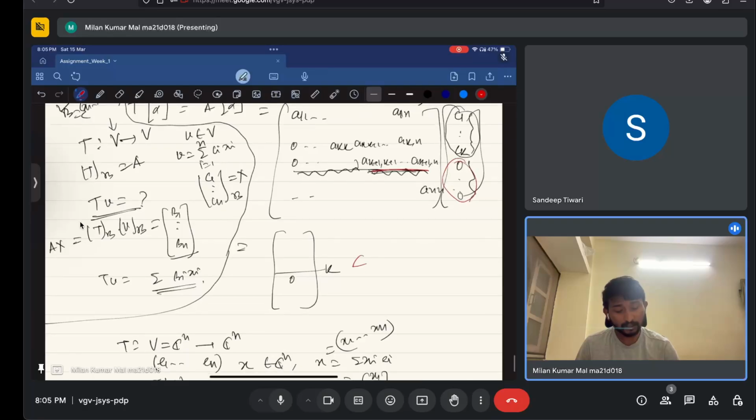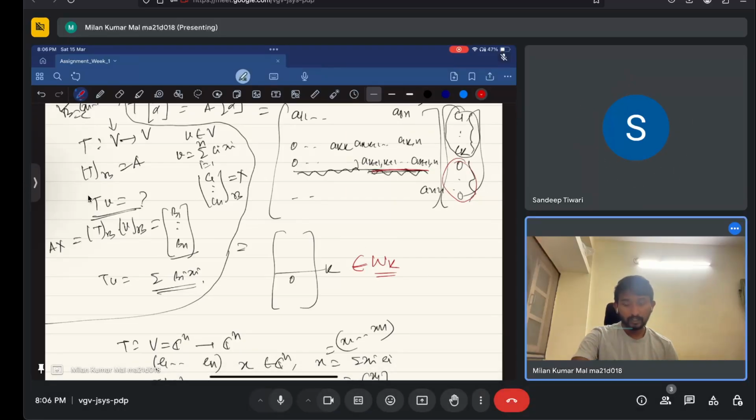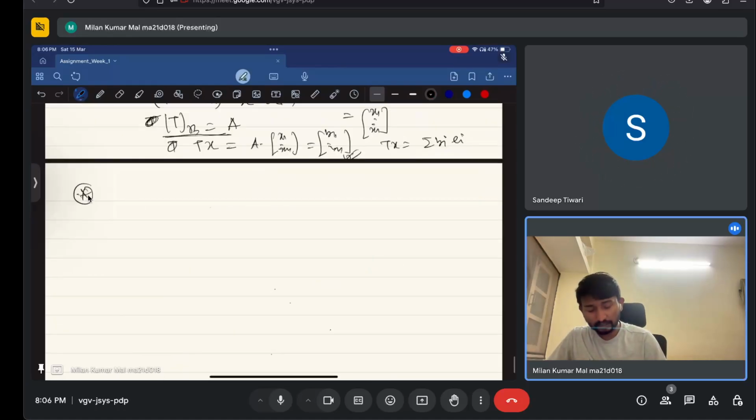So that means this is again in WK, right? After multiplying, right. Because this is already in WK. Now I'll give a short explanation. Actually, this is not theoretical. This is something I just want to say, to see why it is so by looking at the matrix.